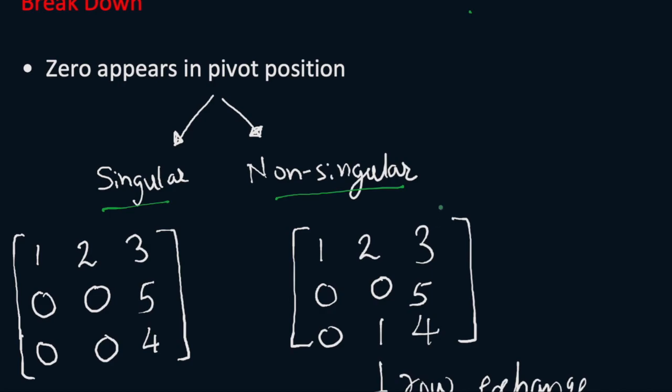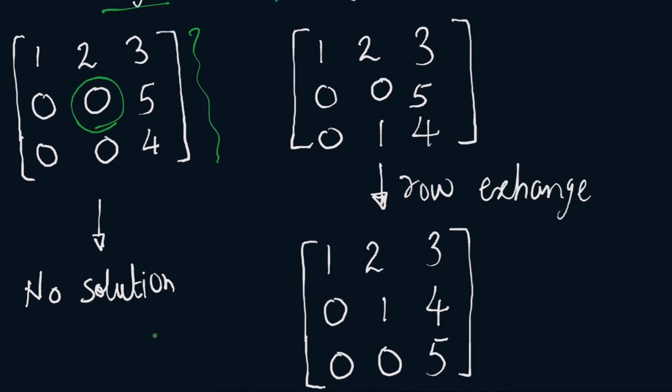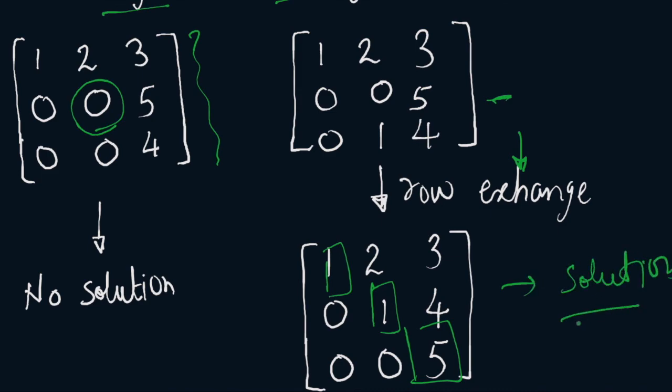If it is a non-singular case, it mostly can be solved by a row exchange. So for example, consider this matrix. Here we don't have a pivot, so it causes a problem, hence there will not be any solution. But for this matrix, if we do a row exchange, we get all the 3 pivots and we get a solution. So we need pivots for all the matrices to get the solution.